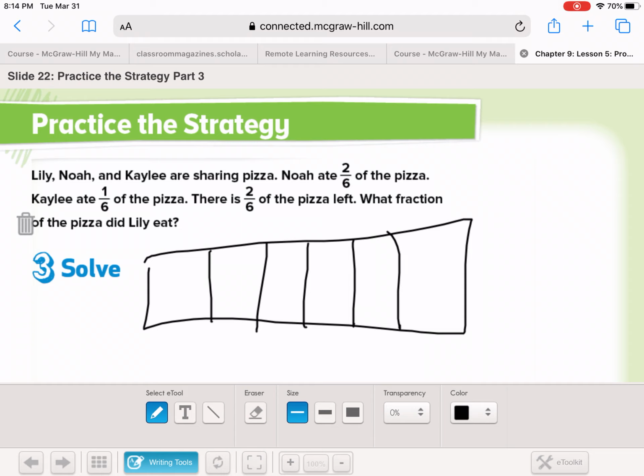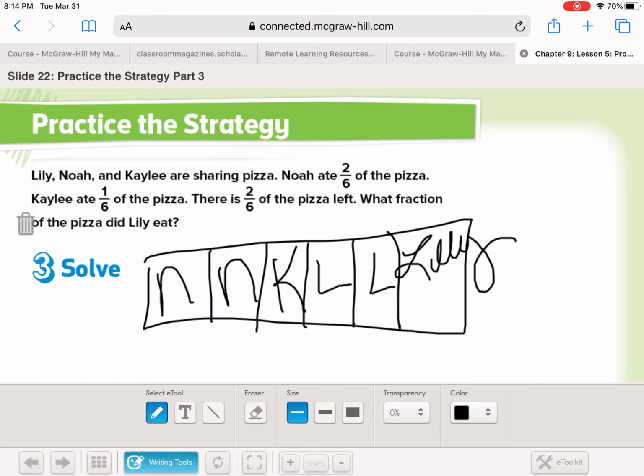Okay, so we know that Noah ate 2/6. We know Kaylee ate 2/6. This is how much is left. So what fraction did Lily eat? And we're going to have to put her name in there. Lily. So we know that Lily ate 1/6.